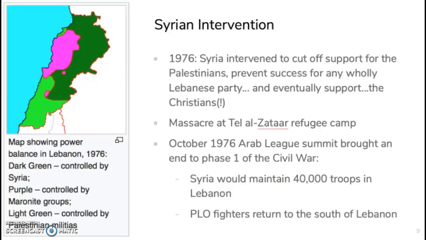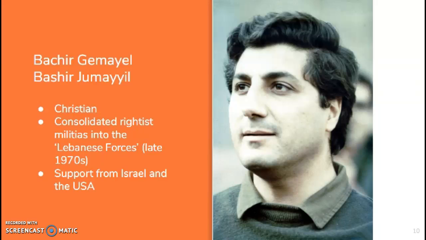But again, one of the key issues that caused the civil war, the nature of the confessional state and the demographic changes in Lebanon since the National Pact of 1943, has not been resolved. By the late 1970s, you can see this map taken from Wikipedia, Lebanon is divided into sectarian strongholds.